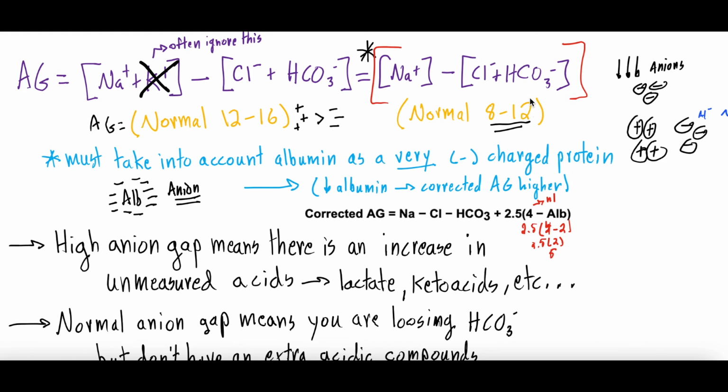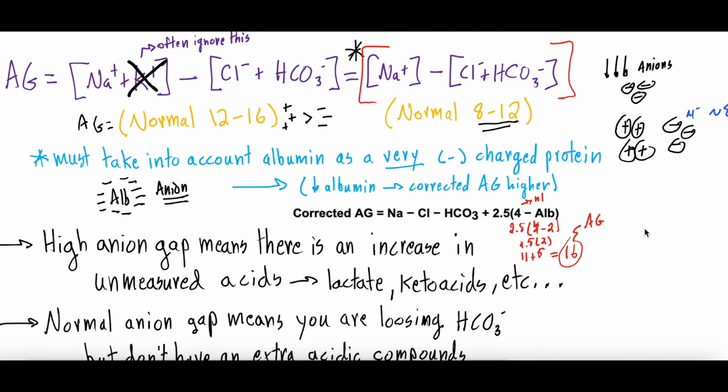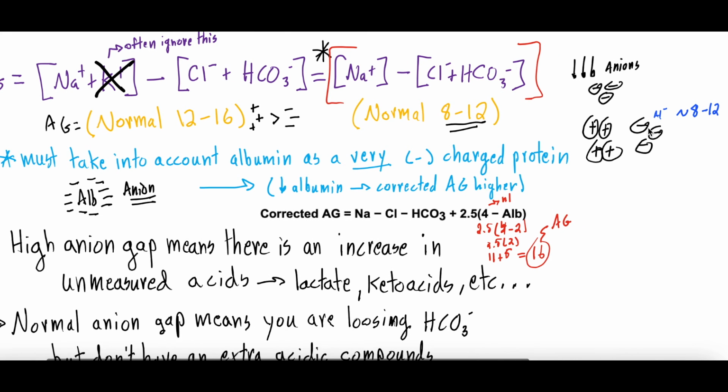So if we got an anion gap of, let's say, 11, and we were saying, oh, the anion gap's normal, well, you have to correct for albumin. If you have hypoalbuminemia, 11 plus 5 is 16. And this is actually an anion gap, meaning that there is something going on in the blood, which we're going to talk more about, creating a higher anion gap than would be measured otherwise. So always take into account hypoalbuminemia.